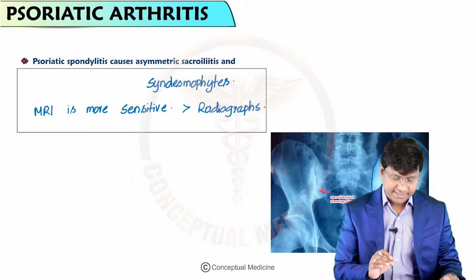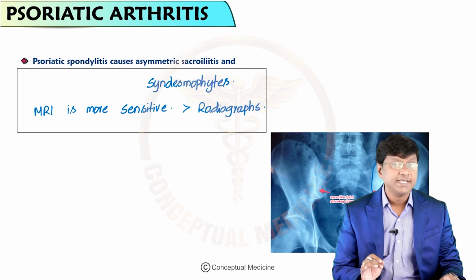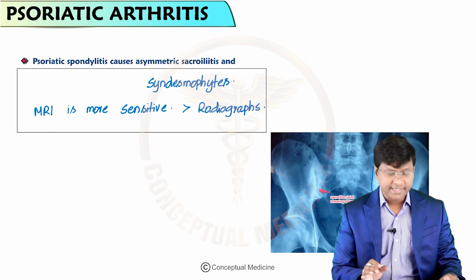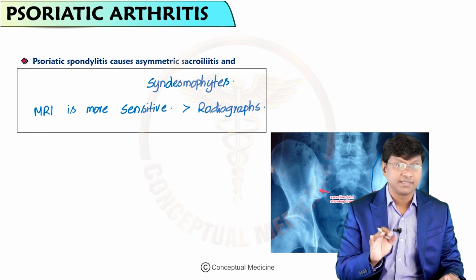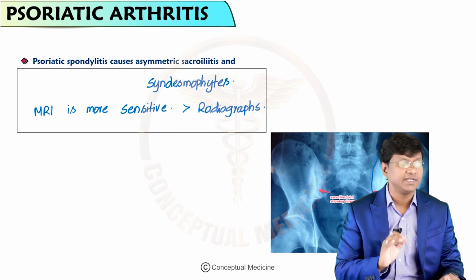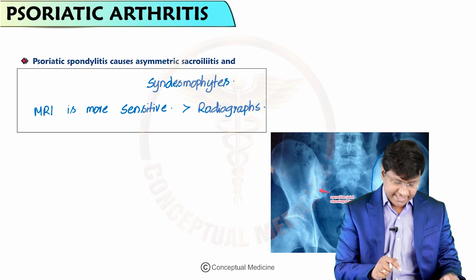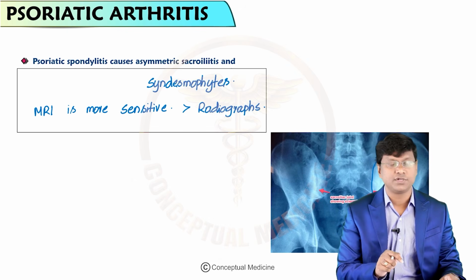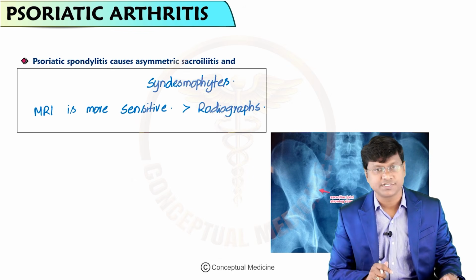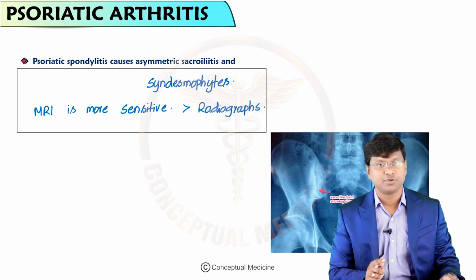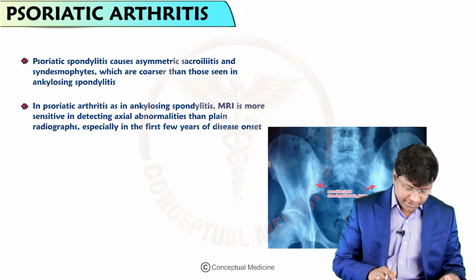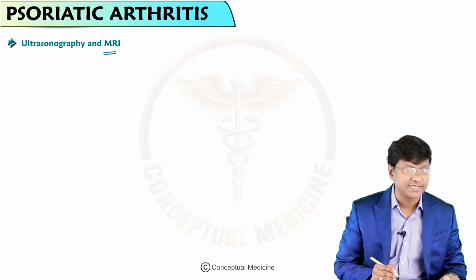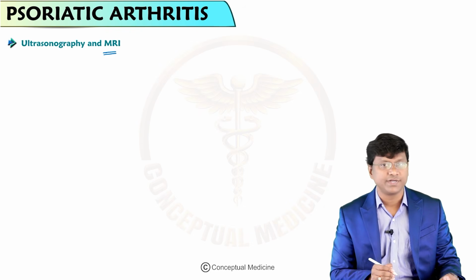So psoriatic spondylitis causes asymmetrical sacroiliitis and syndesmophytes, and these syndesmophytes are much coarser than those seen in ankylosing spondylitis. And even in psoriatic arthritis, similar to ankylosing spondylitis, MRI is more sensitive in detecting the axial abnormalities. Now, coming to the ultrasonography and MRI changes in psoriatic arthritis.